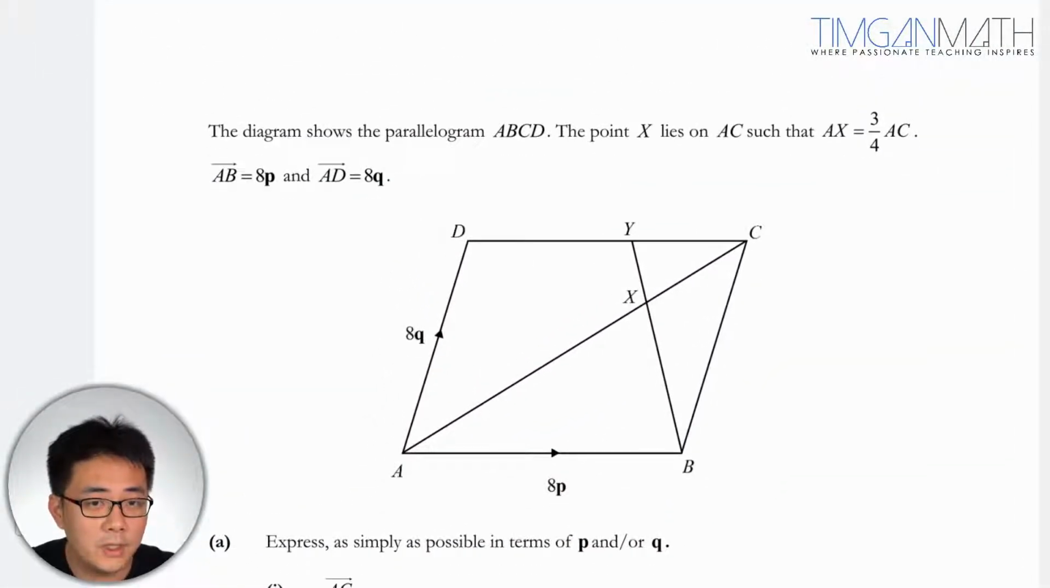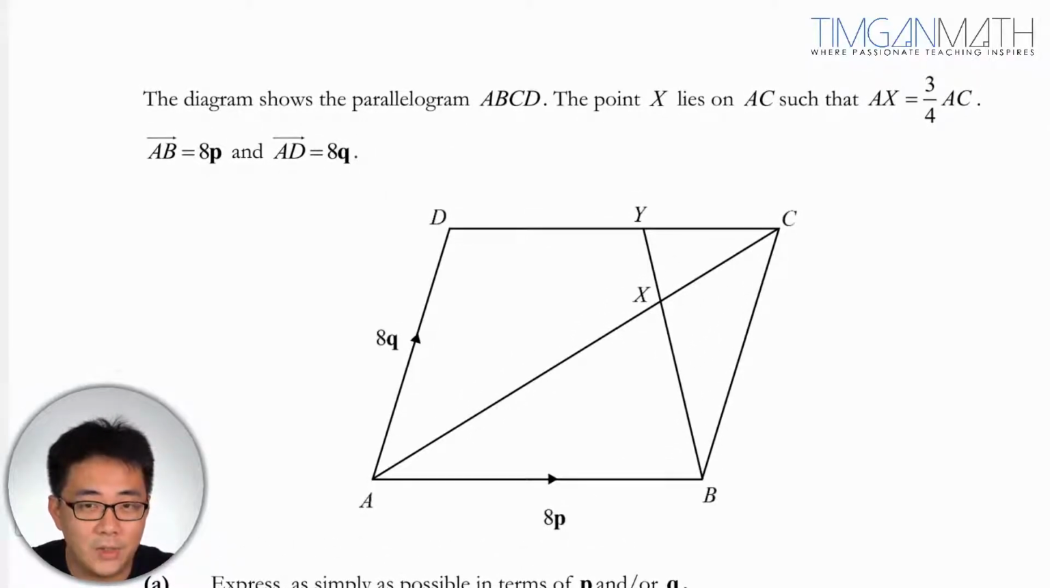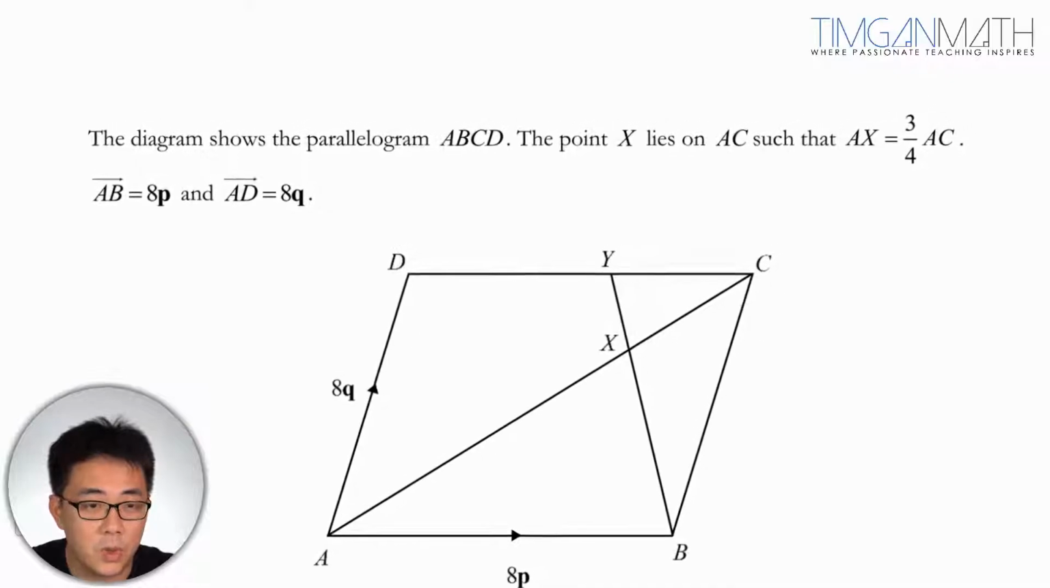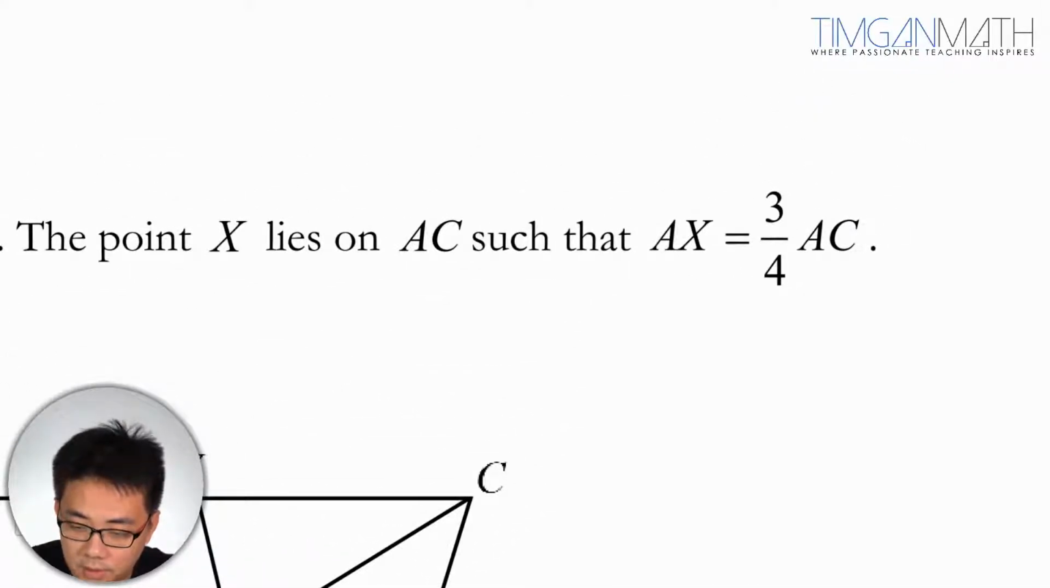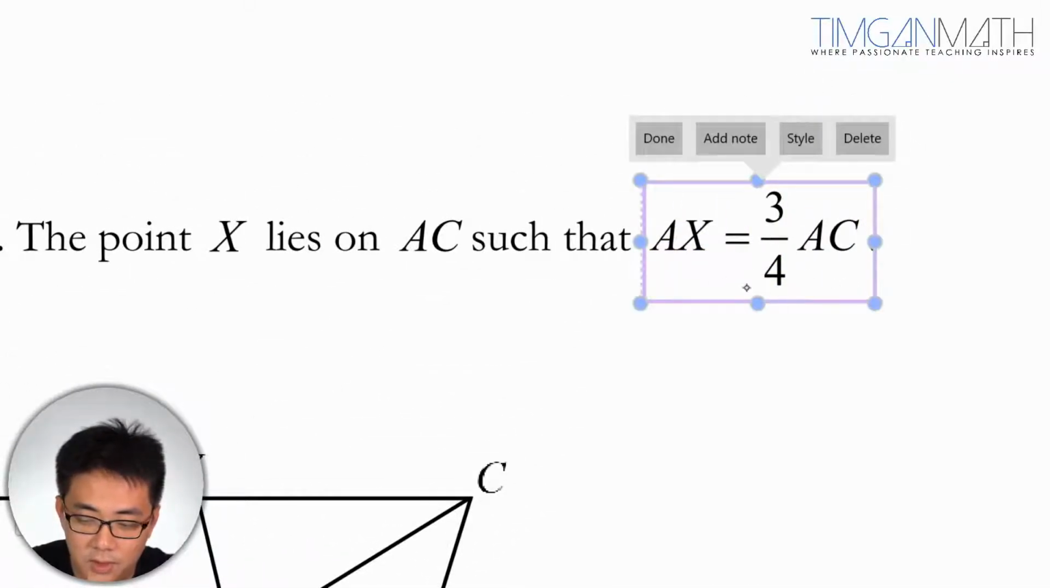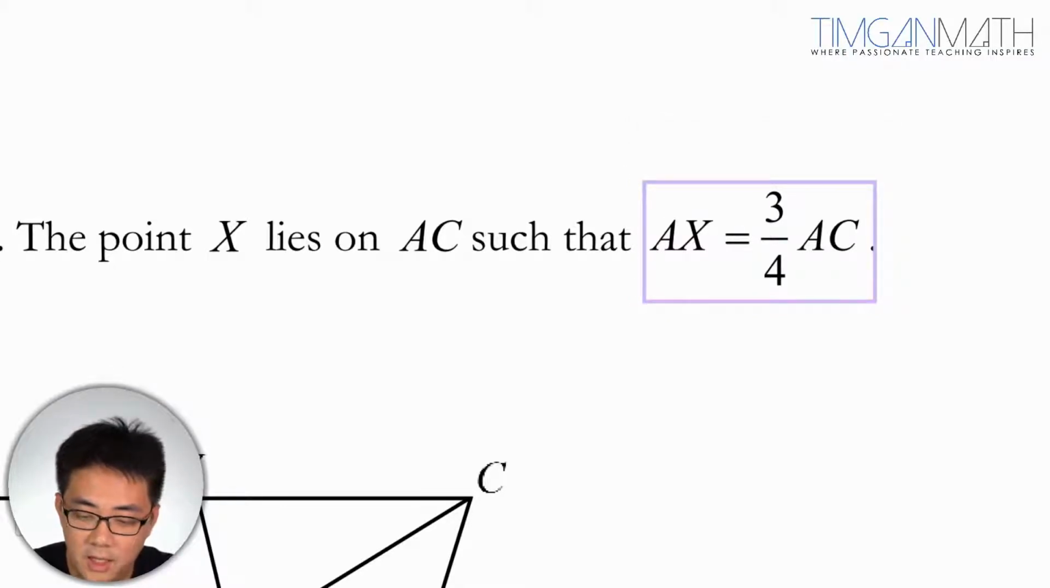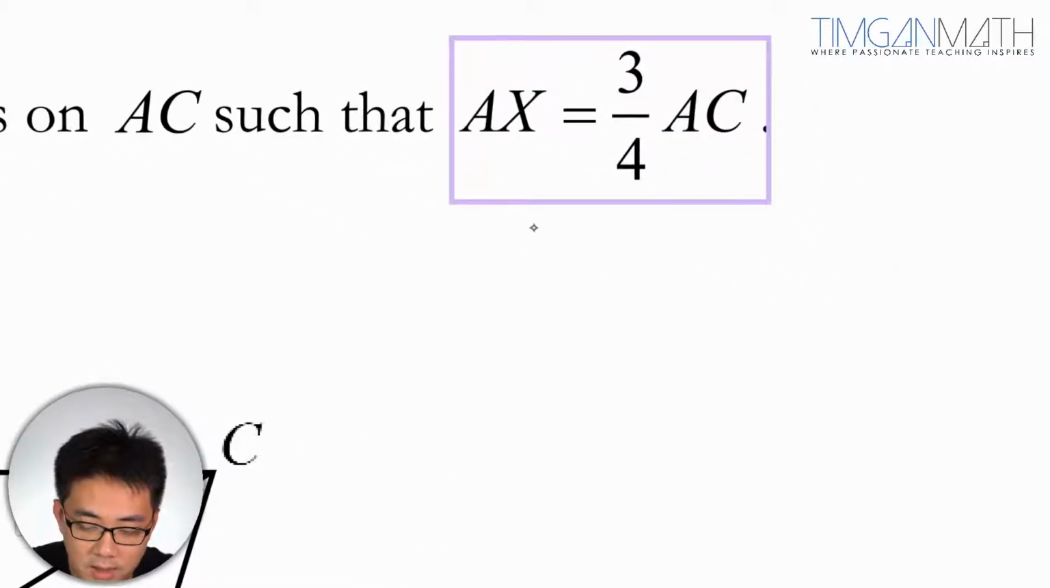So you're given that the diagram shows the parallelogram ABCD. The point X lies on AC such that AX is equal to 3/4 of AC. Now typically what I'll suggest students to do is not to leave the ratio in this form, because this is very misleading. The easiest way to see ratio is to write it in ratio form. So like AX over AC is equal to 3/4.